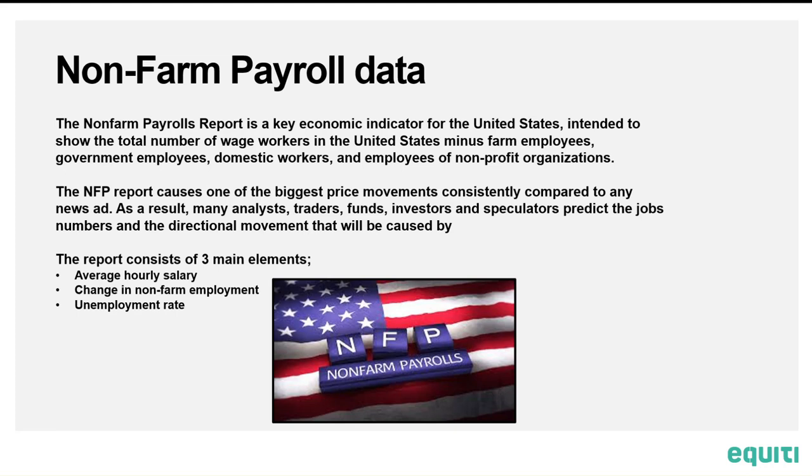The non-farm payroll data is really, really important. It consists of three main elements: the average hourly salary, the change in NFP, and the unemployment rate. It shows the total number of wage workers in the US minus farm employees. So it's non-farm payroll data, and also minus government employees, domestic workers, and employees of non-profit organizations.